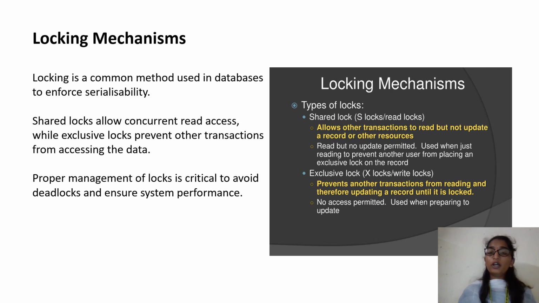Here, there are two types of locking mechanisms: one is shared lock and another one is exclusive lock. Here, shared lock means S lock or read lock. These shared locks allow transactions to read but not update a record or other resources. Read but no update permitted. Used when just reading, to prevent another user from placing an exclusive lock on the record.